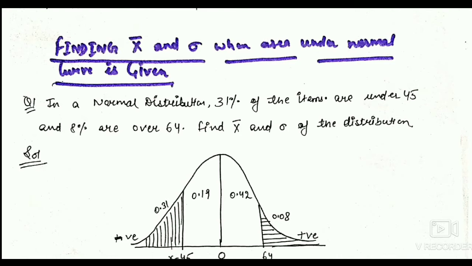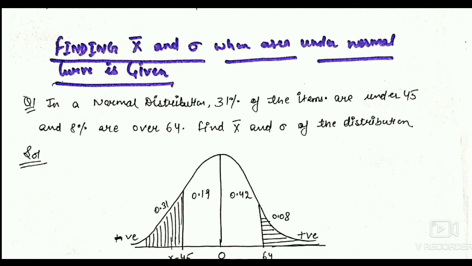Today in this lecture we will learn how to find standard deviation and mean value when the area under the normal curve is given. So starting from the question, how to solve the mean and standard deviation when both these values are missing in the question. In these questions, we are given the area under the normal curve and the z value is also given. From that z value we have to find out mean and standard deviation.